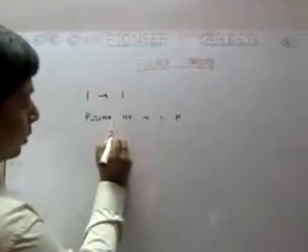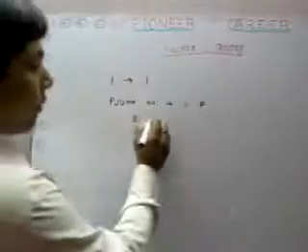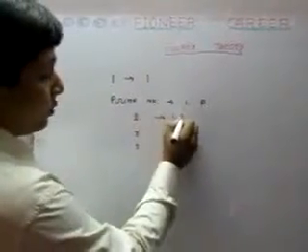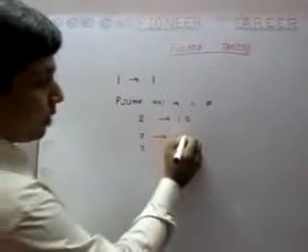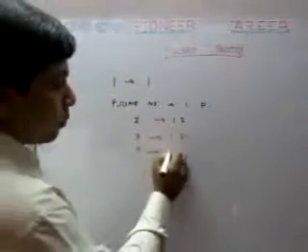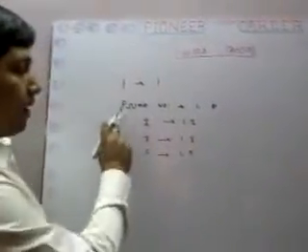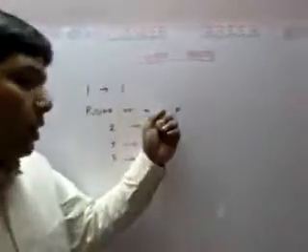Let's take the examples 2, 3, 5. These are prime numbers. So the factors of 2 are 1 and 2. Factors of 3 are 1 and 3. Factors of 5 are 1 and 5. So the factors of a prime number are only 2: 1 and the prime number itself.